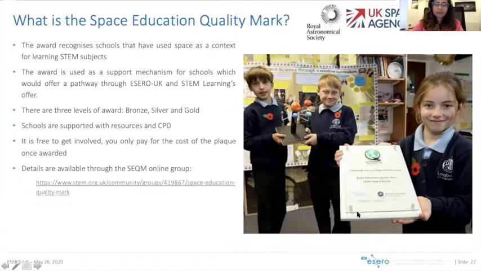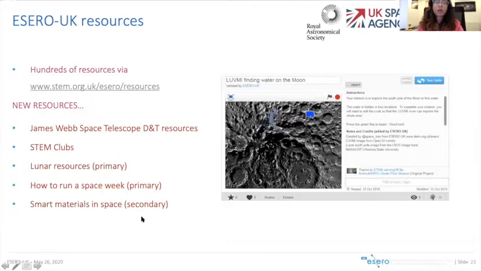Okay, right. So the next section is I'm going to go quite quickly through all the resources that are available by ESERO and other organisations that are space related. Most of them, if not all of them, are available online at the STEM learning website, stem.org.uk/ESERO/resources.